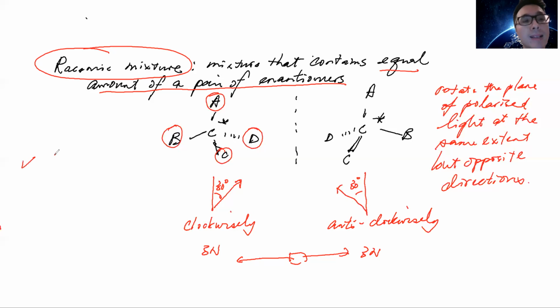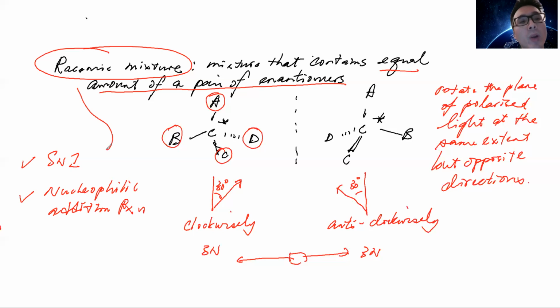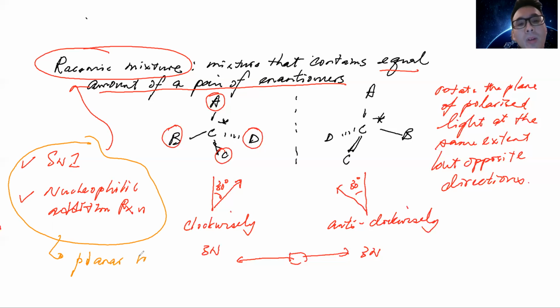So one of them is SN1. The other one is the nucleophilic addition reaction. They both produce racemic mixture, okay? Because both of them will lead to a planar molecule, which can be the intermediate or which can be the original reactants. In the next video, I will talk one by one about why SN1 and why the nucleophilic addition reaction can lead to the production of racemic mixture.